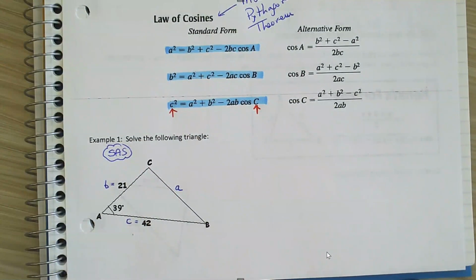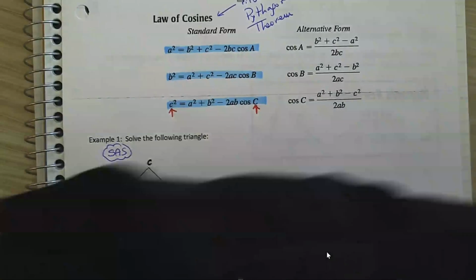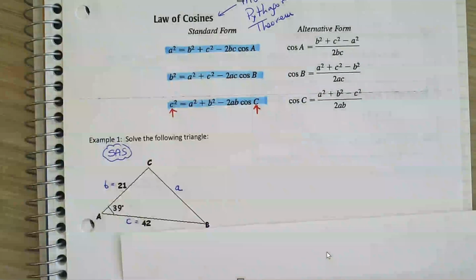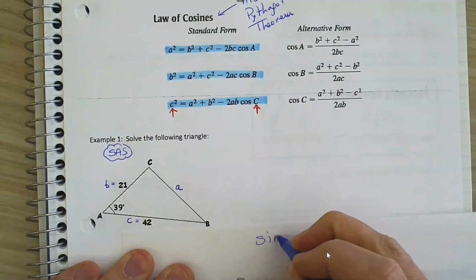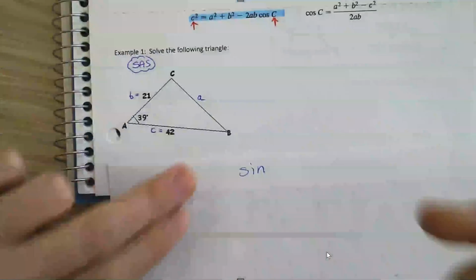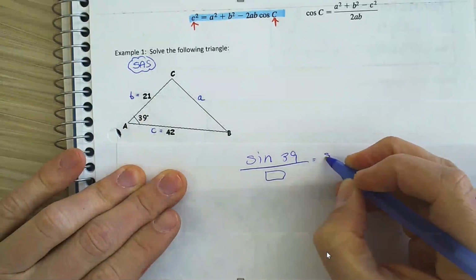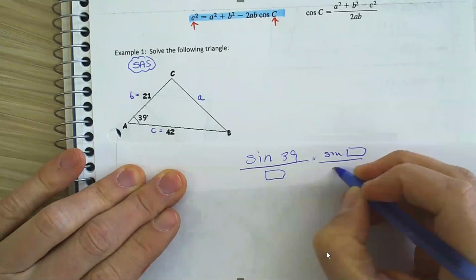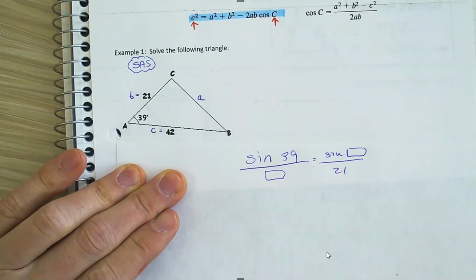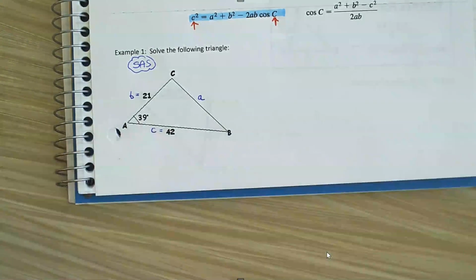So I can find the area easily. However, think about it. If I said to you, using the law of sines, find the perimeter, could you do it? If I said, find the perimeter of this, using the law of sines, here's what you'd have to do. You'd be like, all right, the sine of 39 over blank, equals the sine of blank over 21. You have too many blanks. You cannot use the law of sines with an SAS situation, but you can use the law of cosines, which is what we're about to do.